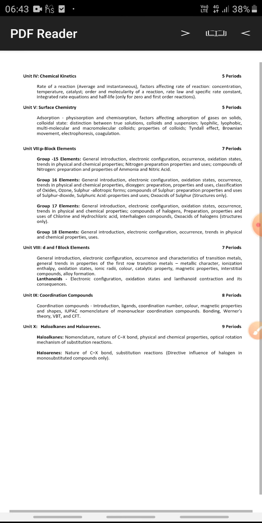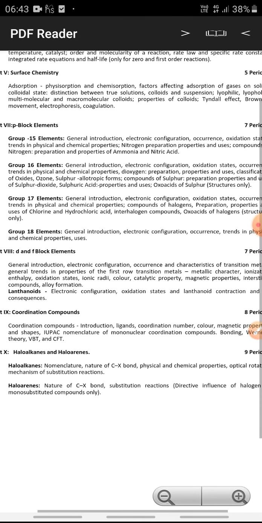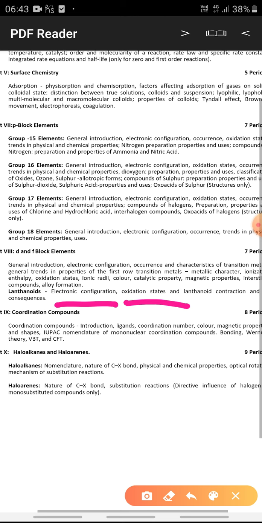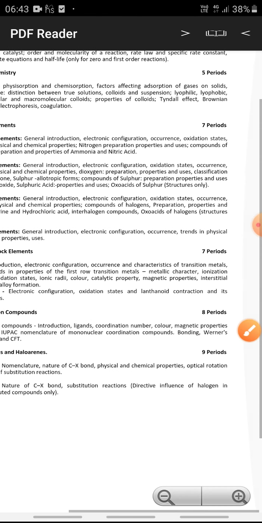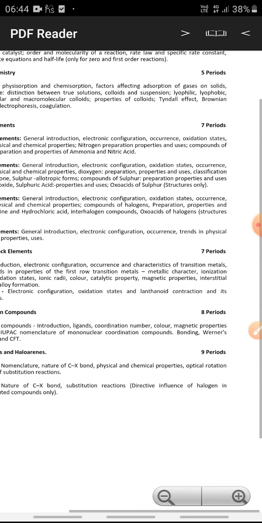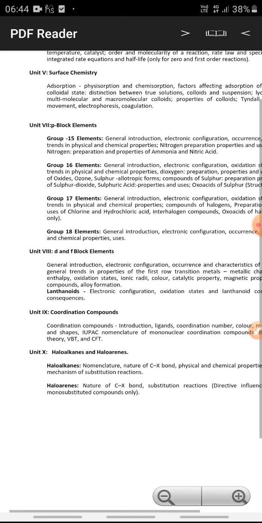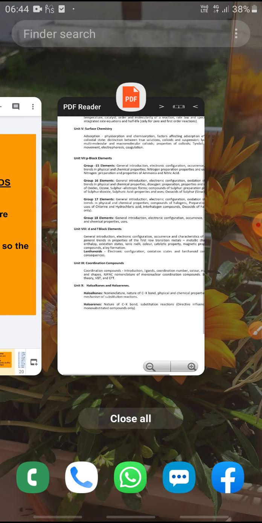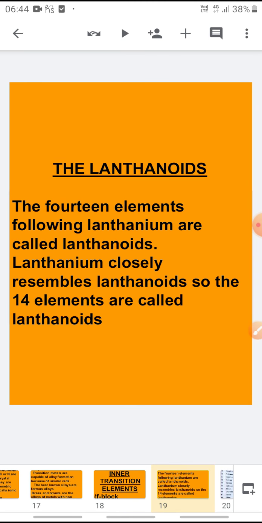Yes. Now see, in the syllabus for D and F block elements, we have to study the electronic configuration, the oxidation state, and the lanthanoid contraction and its consequences. The actinoids we don't have to study. We have to study only the electronic configuration, the oxidation state, and lanthanoid contraction and its consequences. So I'm starting with the lanthanoids.